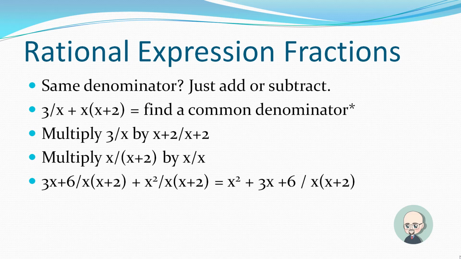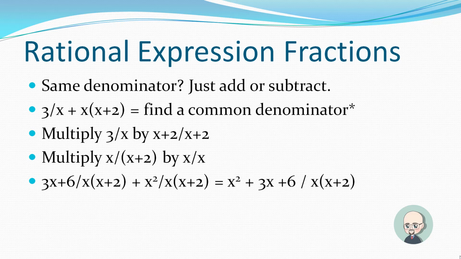Rational expression fractions. If they're the same denominator, you add or subtract. So 3 over x plus x over x plus 2, find a common denominator. We might multiply 3 over x by x plus 2 over x plus 2. Remember, that's equal to 1. Any number over itself is equal to 1. Multiply x over x plus 2 by x over x.